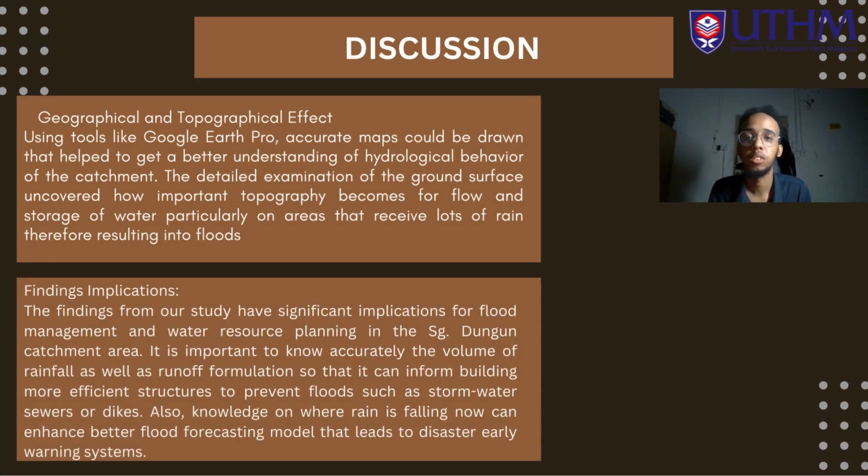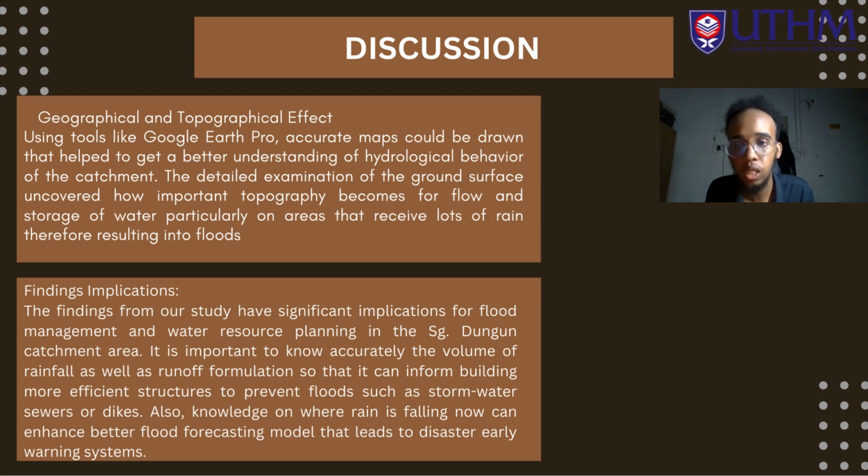Geographical and topographical events. Using tools like Google Earth, accurate maps could be drawn that help to get a better understanding of the hydrological behavior of the catchment. The detailed examination of the ground surface uncovered how important topography becomes for flow and storage of water, particularly in areas that receive lots of rain, therefore resulting in floods.